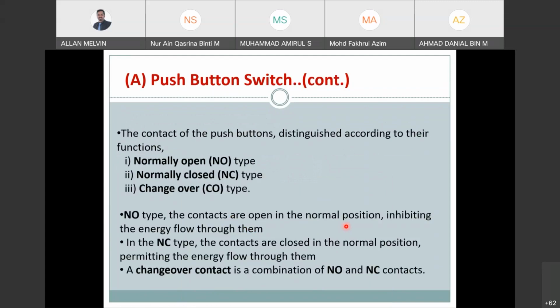The contacts of the push button are distinguished according to their function. So there is one more, change over. Okay, so change over is a combination. Like we saw just now, it has both. So normally open and normally close. Okay, so normally you can get a single switch or the switch panel like before. You can read here: normally open contacts are open in the normal position, inhibiting the energy flow through them. So normally open has no connection. Normally close permits energy flow, in electrical. A changeover contact is a combination of normally open and normally close contacts. You can change it, it depends on what you want.